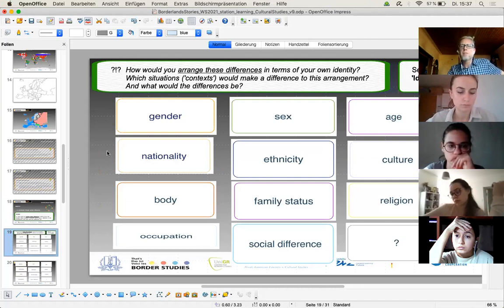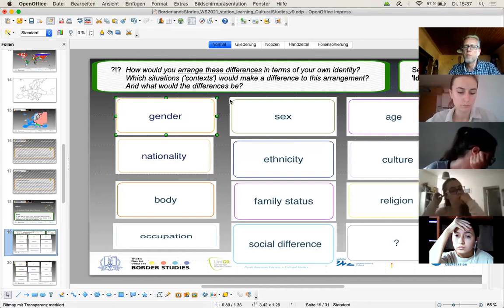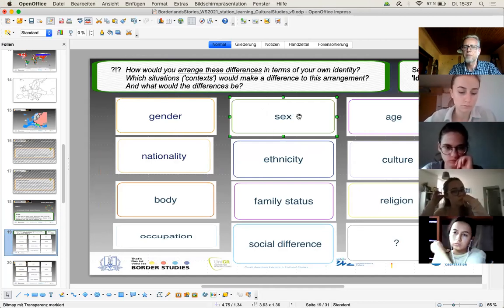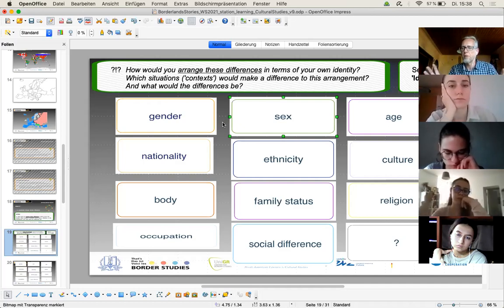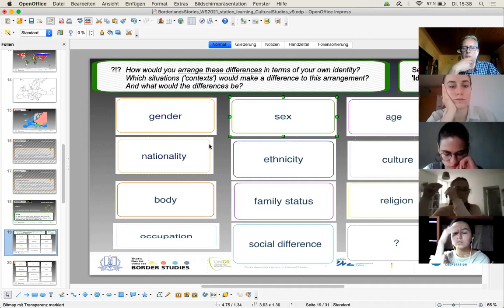And what you can do after class is maybe have a look at this PowerPoint, which has these movable identity categories. And the question is, how would you arrange these differences, identity categories or categories of difference, gender, sex, age, and so on, in a given cultural context in terms of your own identity? For example, they're not going to be all equally important, like never, I think. But for example, in our situation in the classroom right now, which social difference would be important for us, for me, if I think about how I would arrange that?